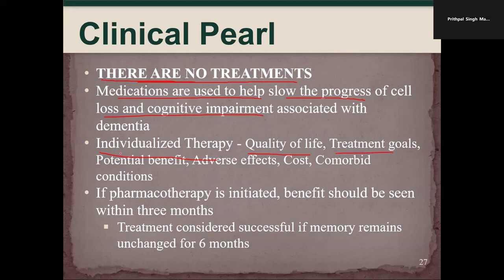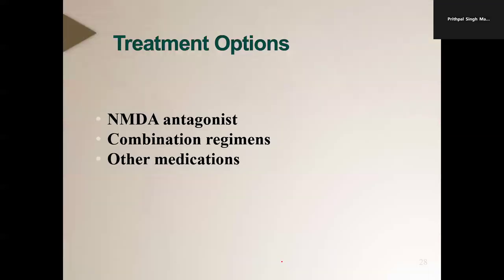The treatment goal, potential benefits, adverse effects, cost, and comorbid conditions are considered, and if pharmacotherapy is initiated, the benefit should be seen very simply. It is considered successful if memory remains unchanged. That means we are not talking about the memory that has already been lost. We are talking about no new loss of memory.